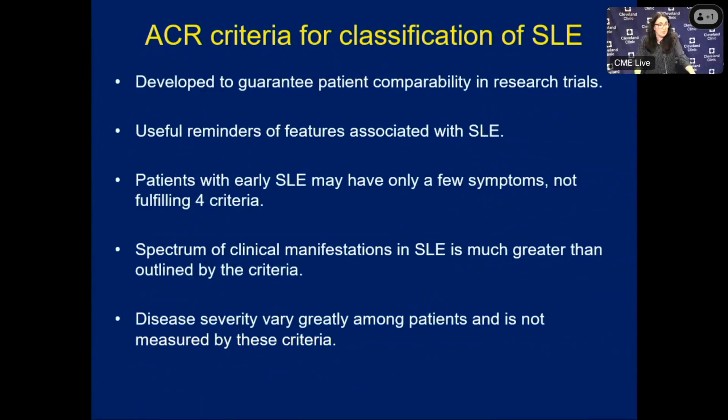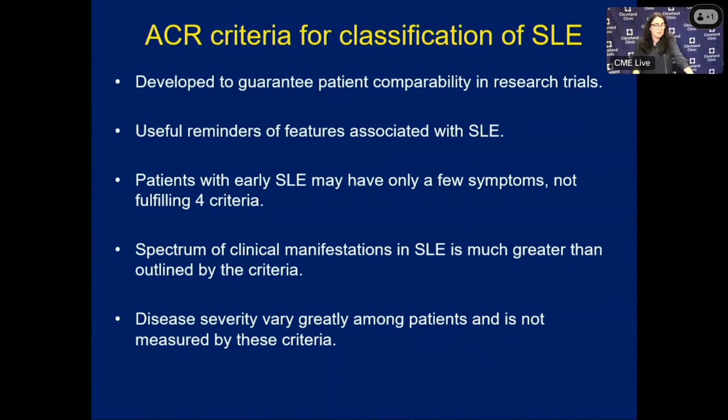However, these criteria were developed for classification, not for diagnostic purposes, and they can fail the diagnosis of these patients. They were developed to guarantee patient comparability in research trials. That was the primary use. They're useful reminders of the features that are associated with lupus, and can be quite handy.